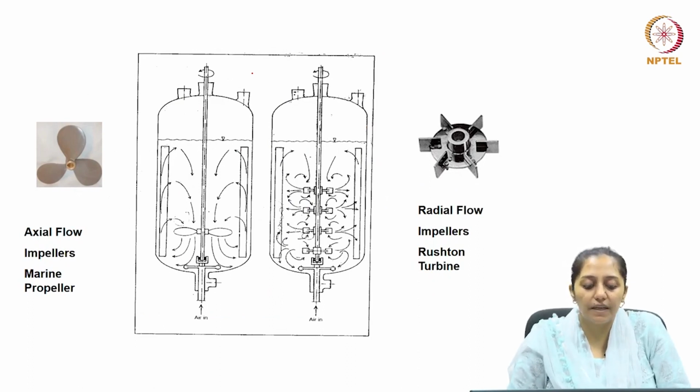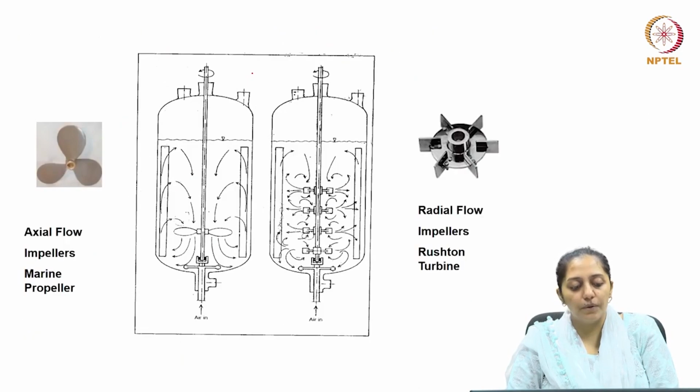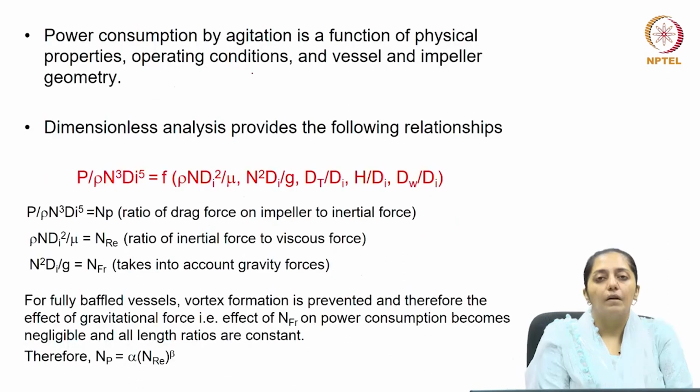So, if you see on the slide, axial flow impellers have been shown here, where the movement is parallel to the shaft, and radial flow impellers have also been shown, where the movement is perpendicular to the shaft. So, examples well known for axial impeller is marine impeller, and for radial flow impellers mostly used are turbine or Rushton turbine impellers.